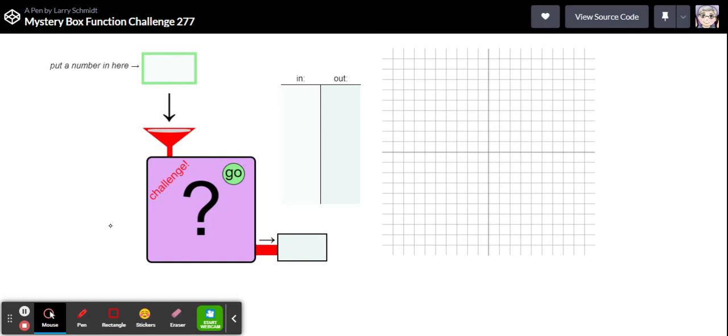In the purple mystery box there is some math and your challenge is to figure out what that is. Today is a Friday, which means that math is extra challenging. If you'd like to try this out, you can use the link in the description, and when you think you've got an idea, come on back and see if we get the same thing.